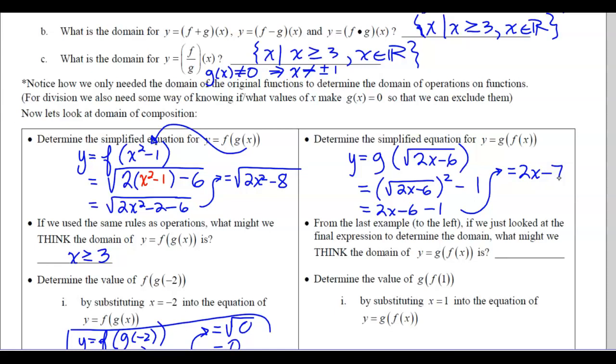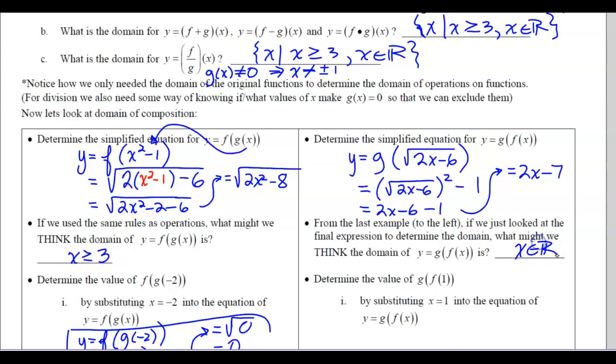So, totally different from the other. So composition, order matters. Is it f of g of x or g of f of x? Not like multiplying or adding functions. In this case, order matters. So from the last example to the left, if you just looked at the final expression to determine the domain, what might you think this domain is? So if we look at a linear, we think it's all real numbers.